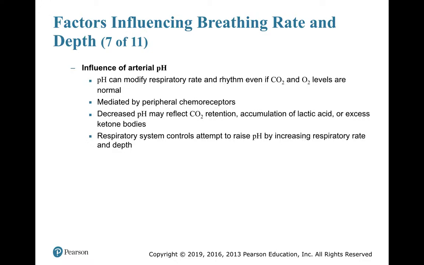Arterial pH. pH can modify respiratory rate and rhythms even if CO2 and oxygen levels are normal. They're going to be mediated by peripheral chemoreceptors, so decreases in pH might reflect CO2 retention. It could be the accumulation of other acids such as lactic acid or ketone bodies. And the respiratory system is going to attempt to control the pH of the blood by increasing respiratory rate and depth.